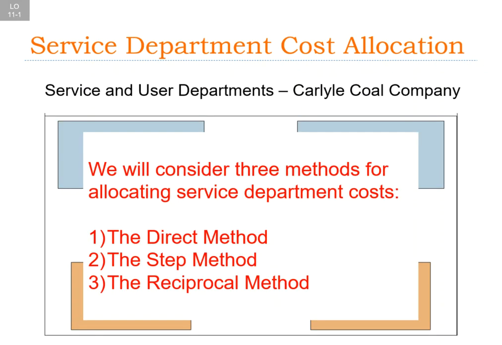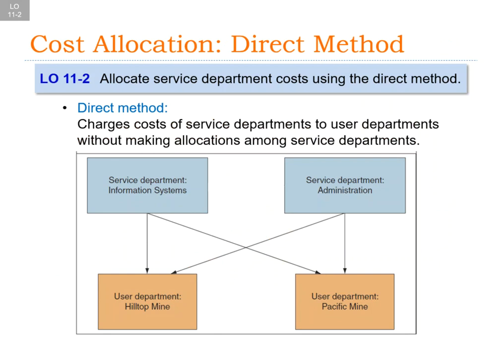We're going to consider 3 methods for allocating service department costs: the direct method, the step method, and the reciprocal method. The direct method charges costs of service departments to the end-user departments without making allocations among or between the service departments. So we only see solid lines going from the support departments or service departments to the end-user departments, the Hilltop Mine and the Pacific Mine.